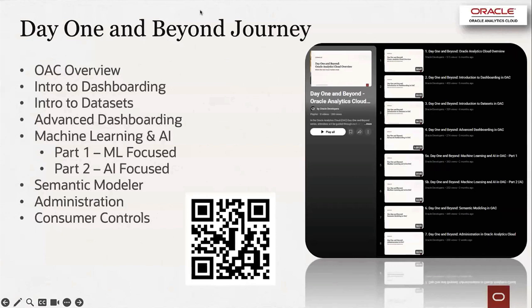Then we moved on to the semantic modeler, that is building data models within OAC, followed by administration. So any administrators out there would be wise to go in there and watch that to just know where they're going to spend their time and what some of the tools and features they should be using. And then finally, that brings us to today, and that's all about unlocking consumer controls. And Uma's going to tell you all about what we're going to cover today now.